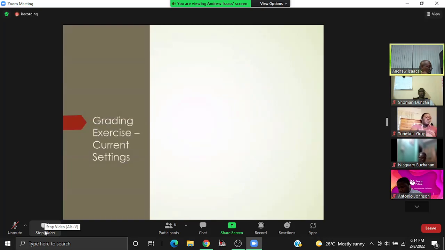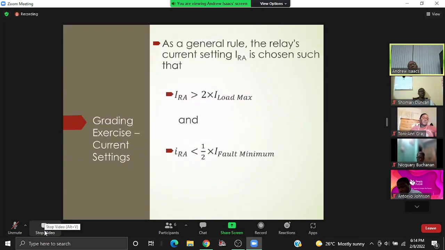So the rule of thumb I'm going to give you, in terms of our setting: we said that we would have used the plug setting just above the load. And when we were doing the evaluation of our CT selection, we gave you certain percentages, where we worked out the percentage above load. As a general rule, we want to ensure that the relay current is greater than twice the load current, and this has its advantages.